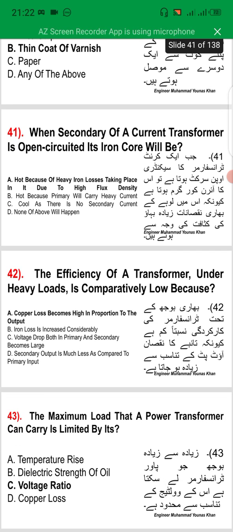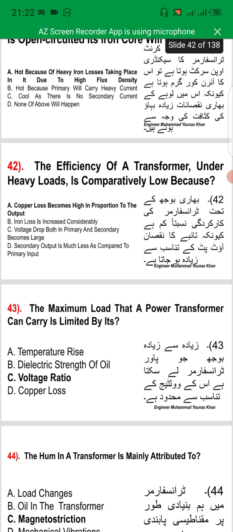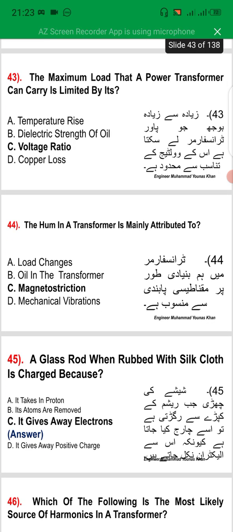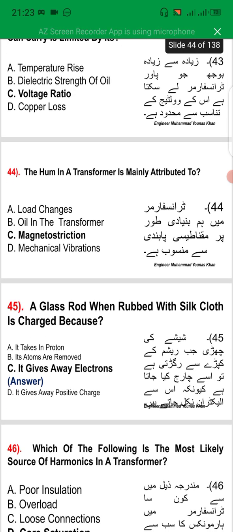The efficiency of a transformer under heavy loads is comparatively low because copper loss becomes high in proportion to the output. The maximum load that a power transformer can carry is limited by its voltage ratio. The hum in a transformer is mainly attributed to magnetostriction. A glass rod when rubbed with silk cloth is charged because it gives away electrons.